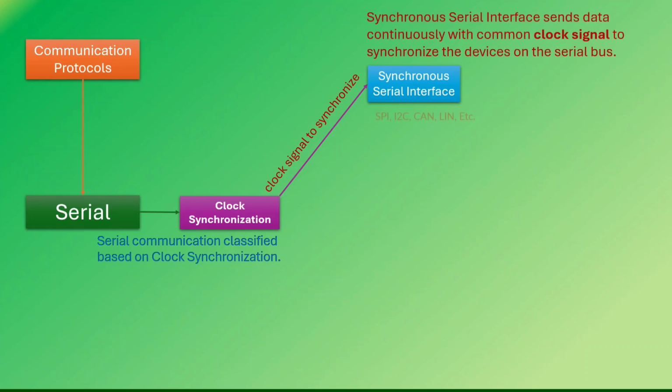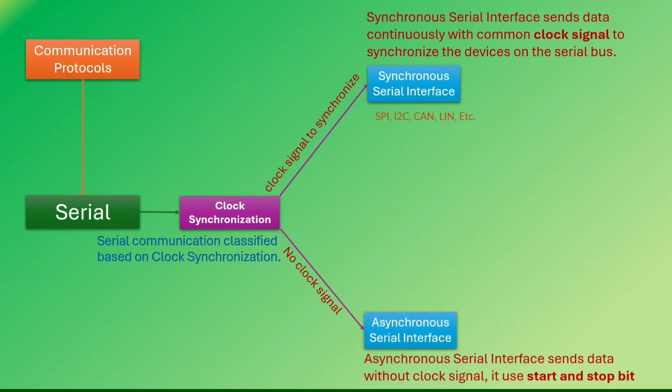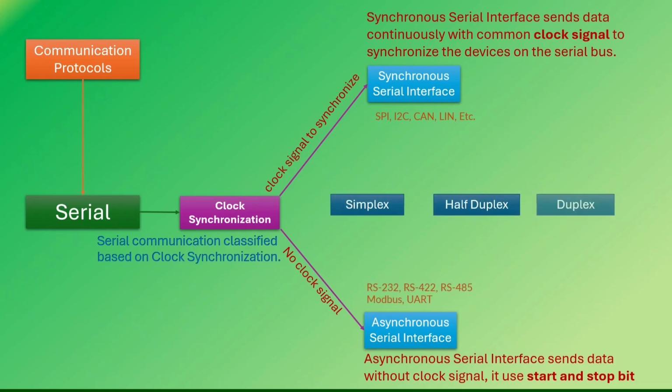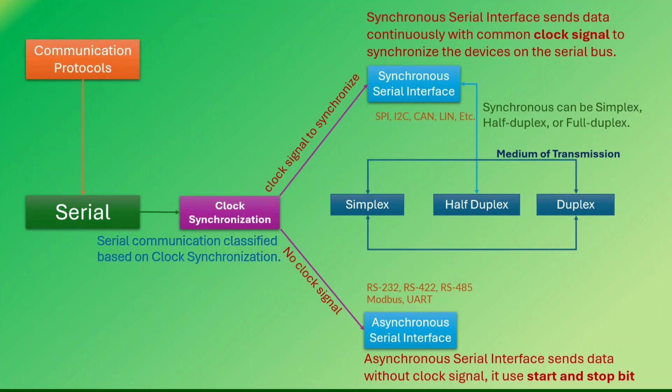Examples are SPI, I2C, CAN, LIN. Whereas asynchronous communication uses start and stop bits. Examples are RS-232, RS-422, RS-485, Modbus, UART. Data transmission can be simplex, half-duplex and duplex. Synchronous and asynchronous serial interfaces can be simplex, half-duplex and duplex.